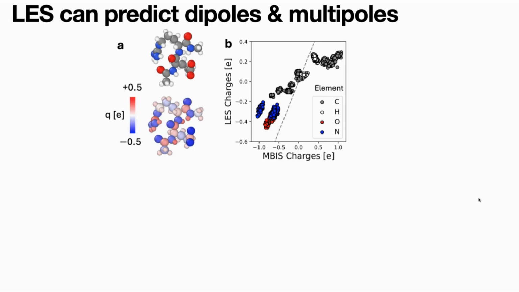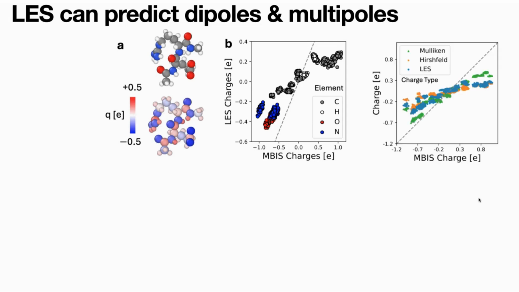So different definitions of DFT partial charges actually give you different values. Now, when we compare our learned charges to some definition of DFT charges, we see that they are correlated, but they are by no means the same. And in fact, if you compare between different definitions of DFT charges, they are also correlated, but by no means the same. So for example, if we compare MBIS charges, Mulliken charges, and Hirshfeld charges, you see they're all correlated, but they're not the same.